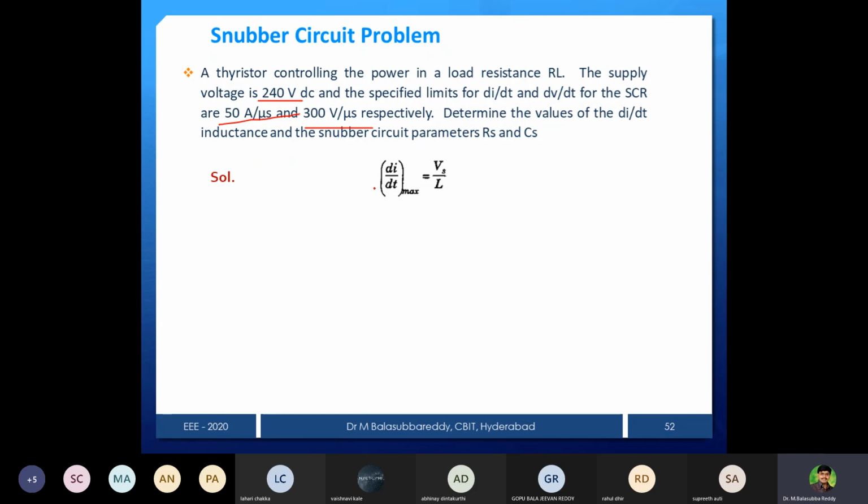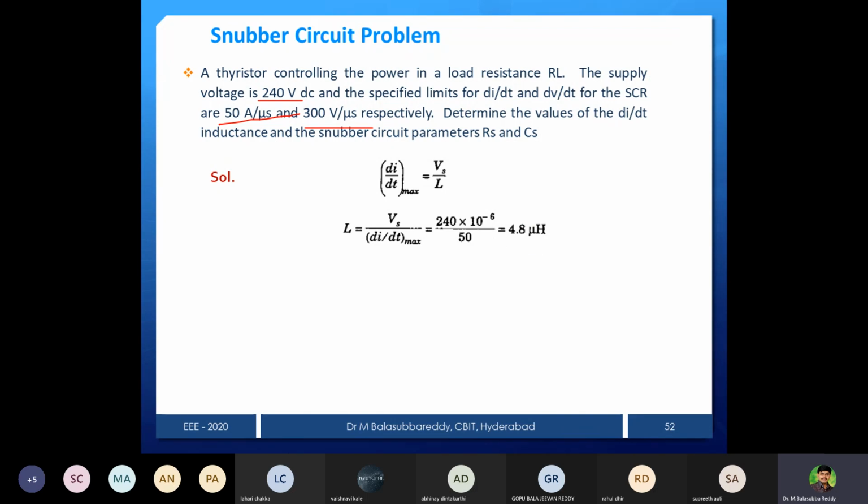Now what we want is L, no? From this expression, L is equal to what? Vs by di by dt directly. Now L is equal to Vs by di by dt. Vs is 240, and di by dt is 50 amperes per microsecond. Simply substitute that, and we will get the value of L. So L is equal to 4.8 microhenry.